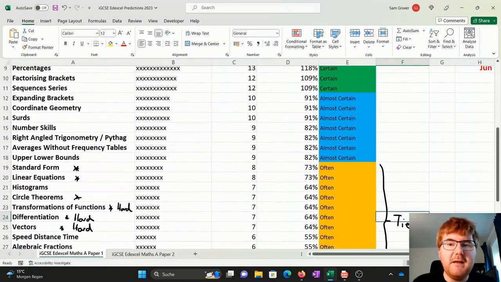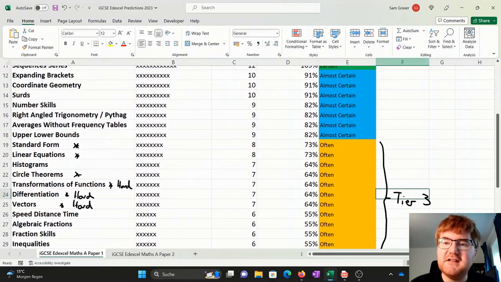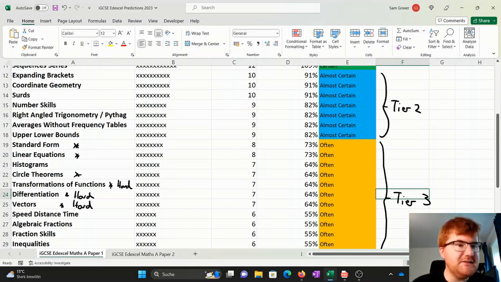As we scroll up, we go to our "almost certain" category. This is what I'm going to call my tier 2 topics, and these are ones you really should spend some time revising. There is no surprise whatsoever that expanding brackets is here at a whopping 91%, so that's almost going to come up every single paper that you do. I would certainly put this into the easier category, particularly within this tier 2 section.